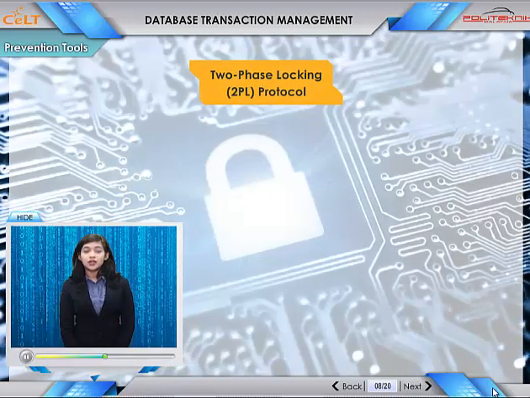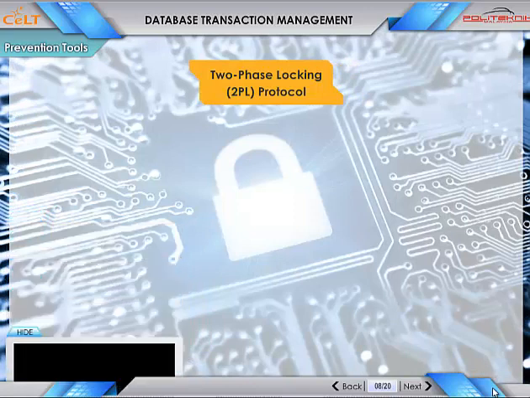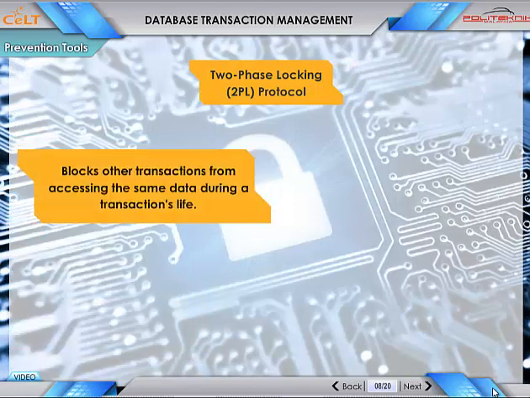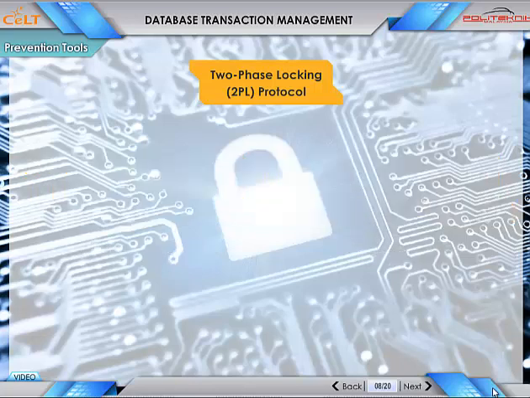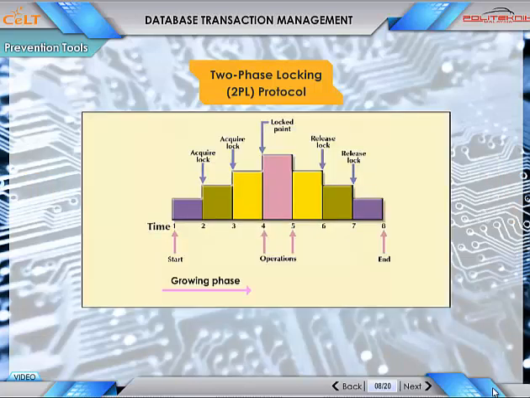The two-phase locking protocol, 2PL. This protocol utilizes locks that block other transactions from accessing the same data during a transaction's life. 2PL protocol locks are applied and removed in two phases: expanding or growing, and shrinking phases. Phase 1, the expanding or growing phase, is when locks are acquired and no locks are released.